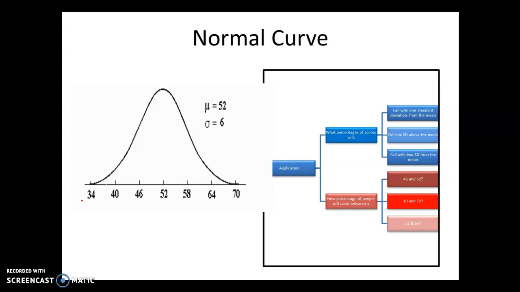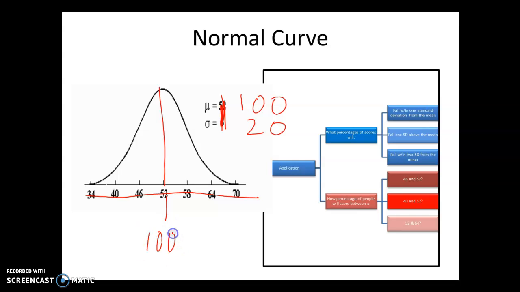Okay, so let's do one more. Let's change this, and let's say the mean is 100, and let's say the standard deviation is 20. So again, I want you to put me on pause, and I want you to do this yourself and then come back. All right, welcome back. So this would be 100, this would be 120, this would be 140, this would be 160, this would be 80, this would be 60, and this would be 40. Okay? That's as simple as it goes.